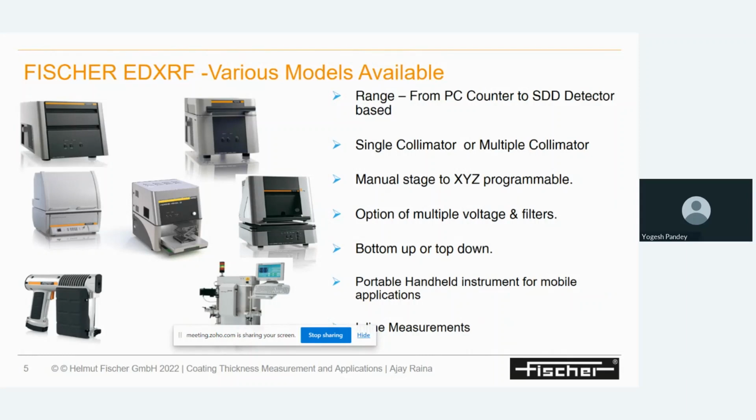Most of our range is also bifurcated on the source, whether it is a bottom source or a top source. So all these XRF models are bifurcated on the basis of these categories: some are top source, some are bottom source, some are programmable, some are manual, and some are based on detector types, like proportional counter, SDD detector. Definitely we will discuss all these parts, what is SDD, what is PC counter, what is programmable, what is a collimator.